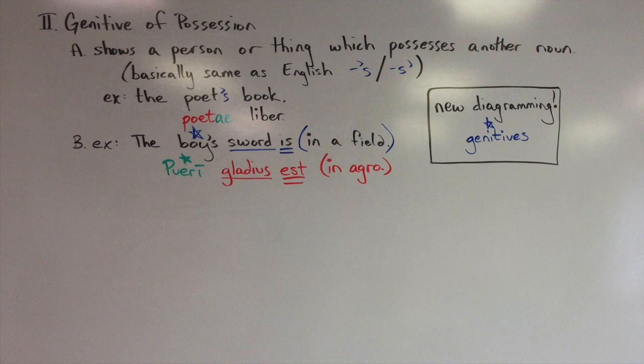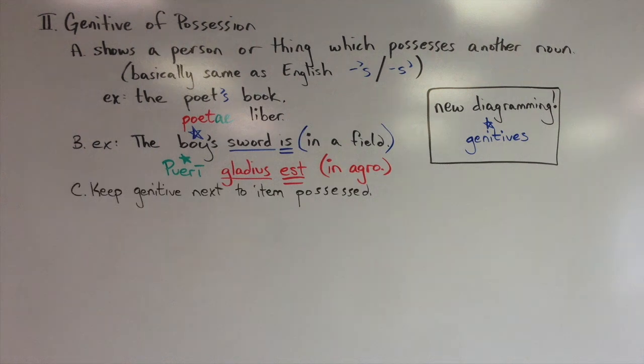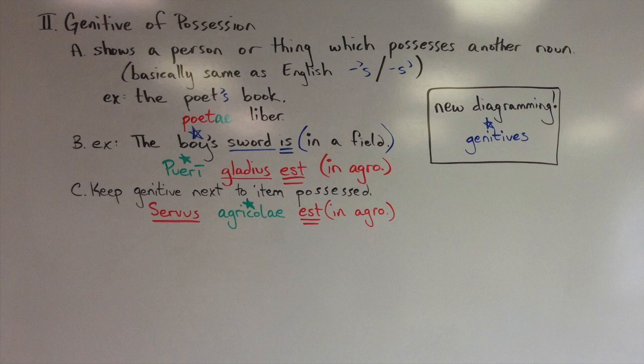Notice that while word order in Latin is flexible, we're going to try to keep that genitive next to whatever it's possessing. So if we had the sentence, servus agricolae est in agro, where agricolae as a genitive could be possessing either the servus or the agro in theory, making it either the farmer's slave or the farmer's field, we're going to assume that it's possessing whatever it's next to. So since it's next to the servus, that means that it's the farmer's slave, not the farmer's field.